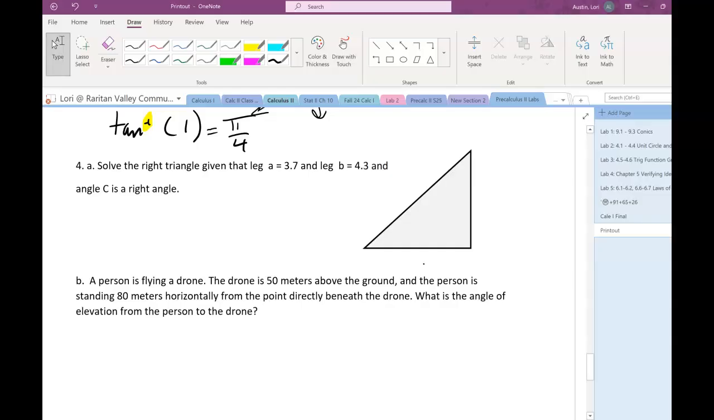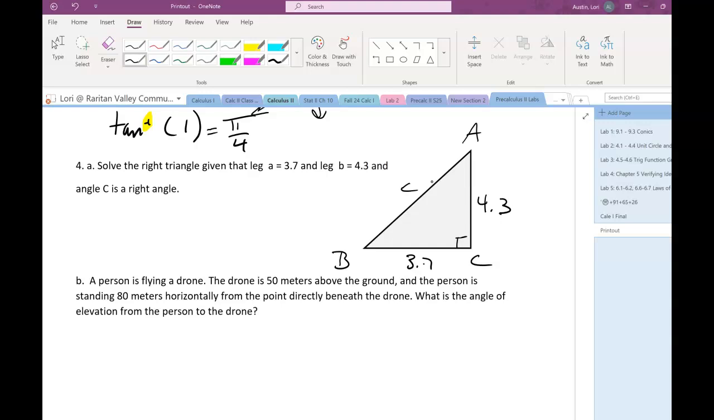Number 4. Solve the right triangle given that leg A is 3.7 and B is 4.3. Doesn't matter where you put it. And C is the right angle. This is clearly the right angle. We're going to call that C. Like I said, I don't care what you call A and B. I'll call this one 3.7 and that one 4.3. So if side A is 3.7, then angle A is across from it and angle B is across that, and C is there.